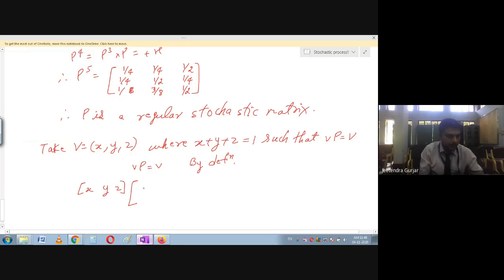What is the value of P, students? It is 0, 1, 0, and this is 0, 0, 1. Please now you can try this. Substitute in the calculator and tell me what is the answer. This is equal to x, y, z, students.